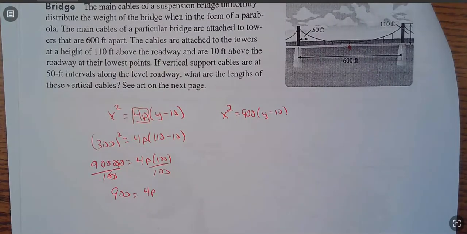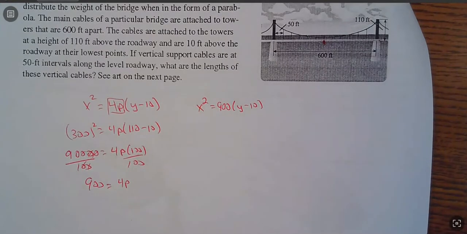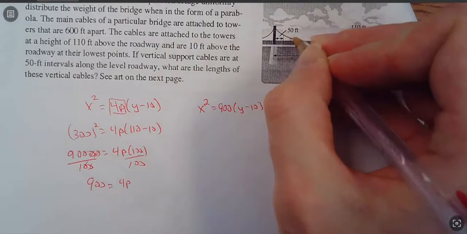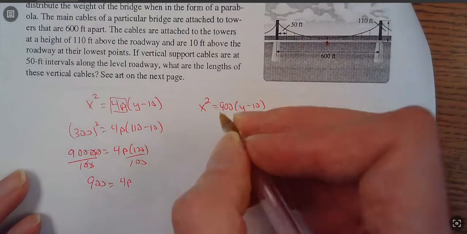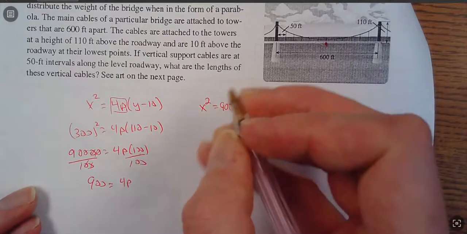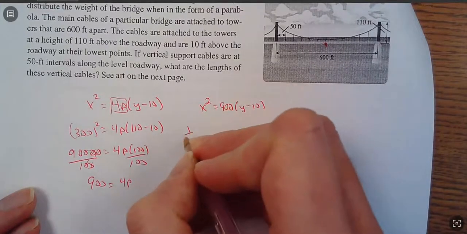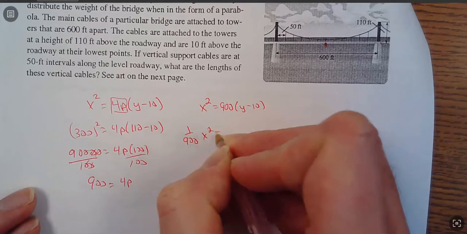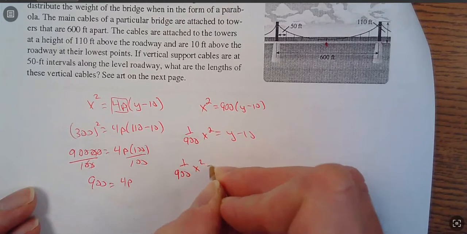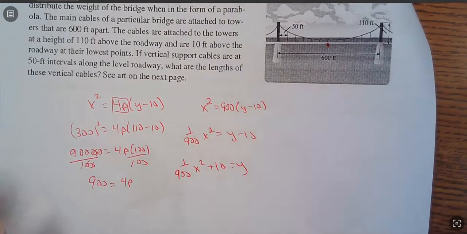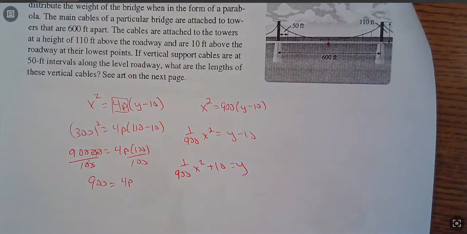And that's my function. Now if I want to use my calculator to help me with this, I'm just going to make a table here. I want to find a table to find all these cable lengths. I'm trying to find the coordinates of all of these points that are at the top. How long are they? How far away are they? So I need to solve for y. So I'm going to first take this 900 over. So 1/900th of x squared equals y minus 10. So 1/900th of x squared plus 10 would equal y. And this will give me the location of those.